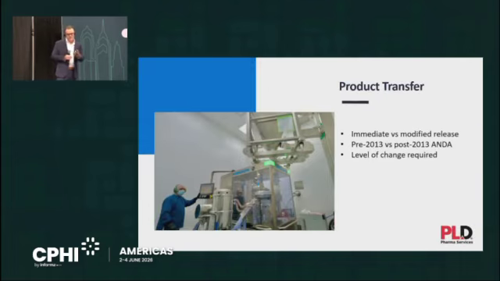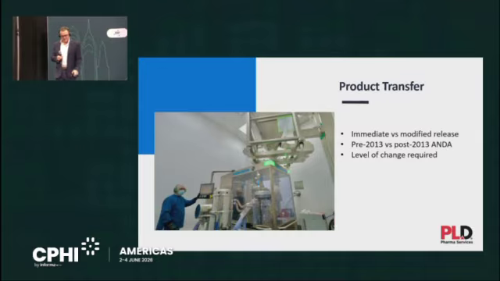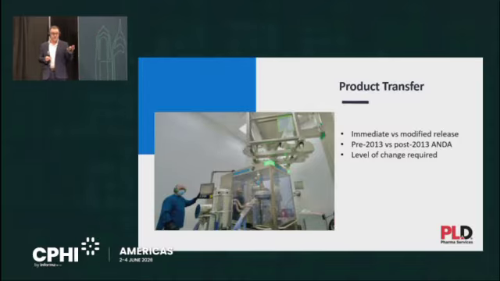So the product transfer. So here's where the regulatory strategy does get a little murky. First of all, we talked about the differences between the immediate release and the modified release. So if it's immediate release, you're going CBE 30. If it's modified release, it's going to be a PAS. There's also a second level, and this really speaks to the number of batches that are required.